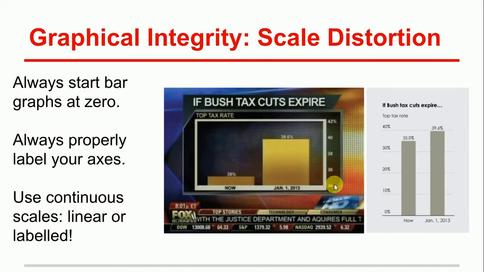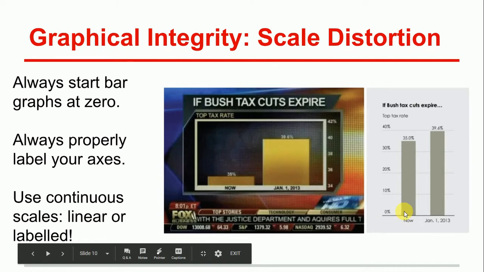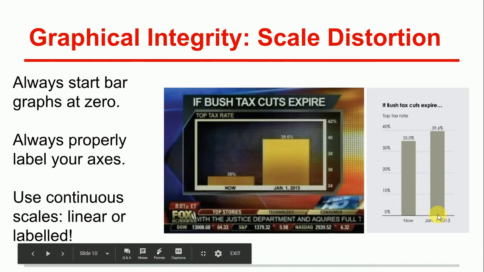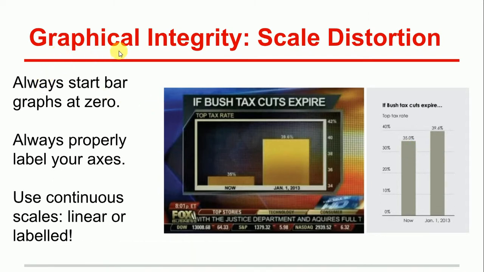But here's the thing. Notice where the graph starts from. It starts from 34, not 0. But if you look at the same diagram here and you scale it to 0, now you realize there's not much of a difference if you look at the complete scale. So this is 39.6% and this is 35%. So for graphical integrity, to be honest with your scale, you should start from 0 and always label your axes properly.